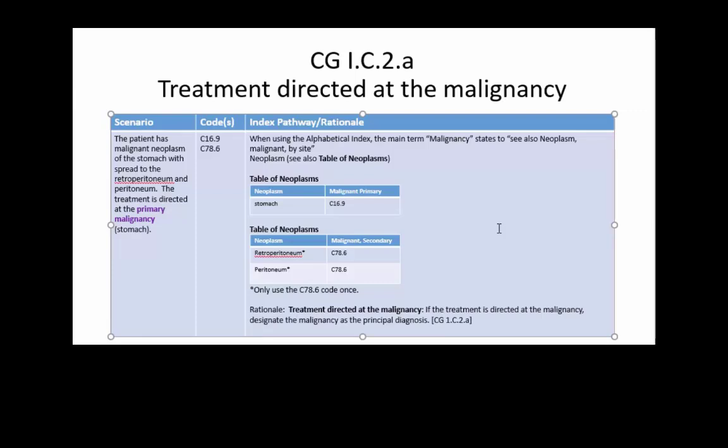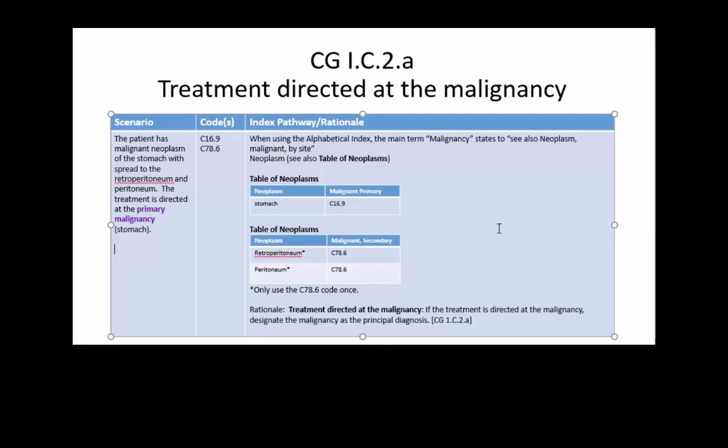You will almost always start with the table of neoplasms if your malignancy is specified. But if words like adenoma are used, then you have to start in the index to find your terms. Also, leukemia is in the index. It's much easier to find it there than it is in the table of neoplasms.